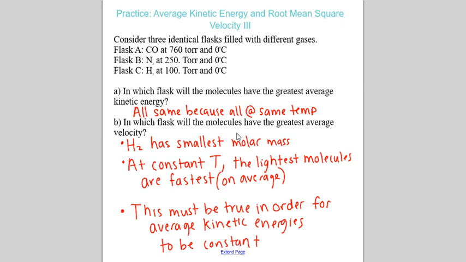In which flask will the molecules have the greatest average velocity? So now we need to look at their masses. So this one is the lightest. Since it is the lightest, hydrogen gas has the smallest molar mass. Because they have the same average kinetic energy, it has to be moving the fastest in order to make up for that. So this one has to be the fastest simply because the average kinetic energies are the same. It's the lightest, so its response to that is going to be higher velocity.